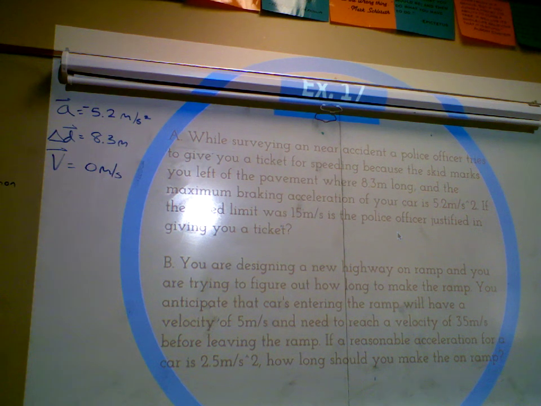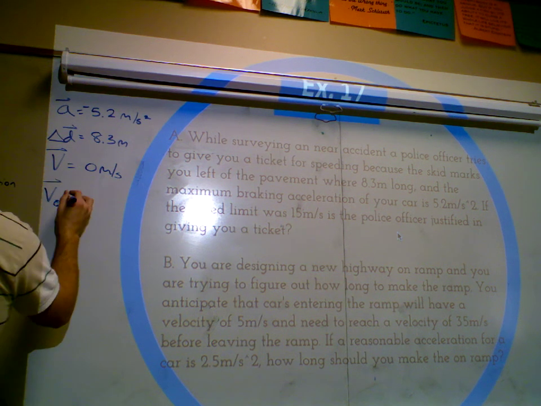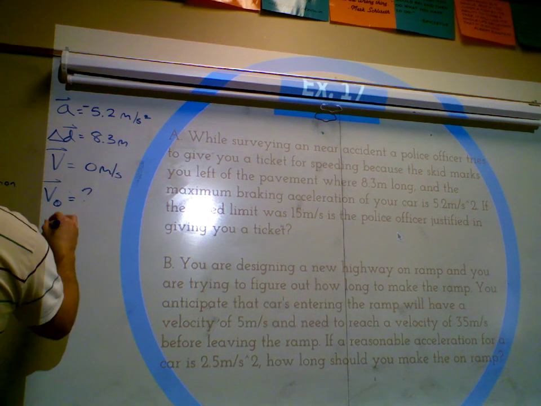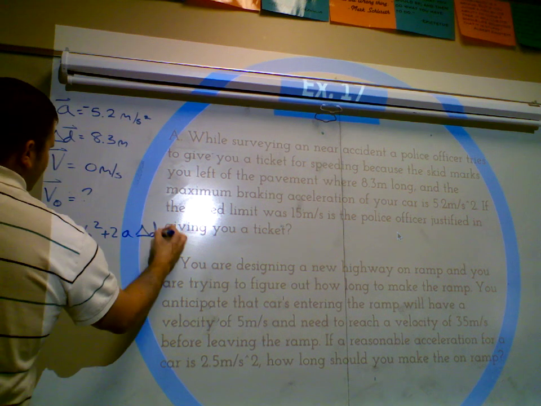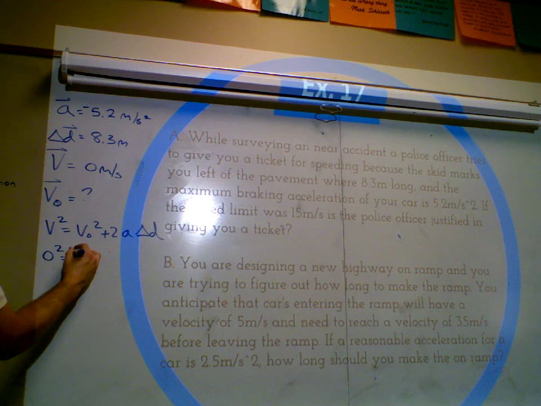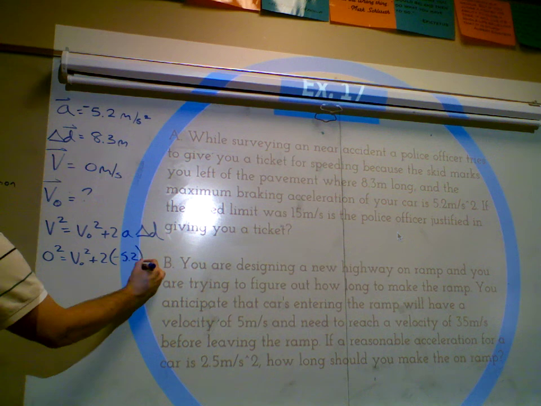What are we trying to find? The initial velocity, or V naught. So, which equation should we use? 7, 8, or 9? 9. Equation 9 tells you that V squared equals V naught squared plus 2A delta D. I haven't put it up there yet because we just learned it today. So let's plug in what we know: 0 squared equals V naught squared plus 2 times negative 5.2 times 8.3.